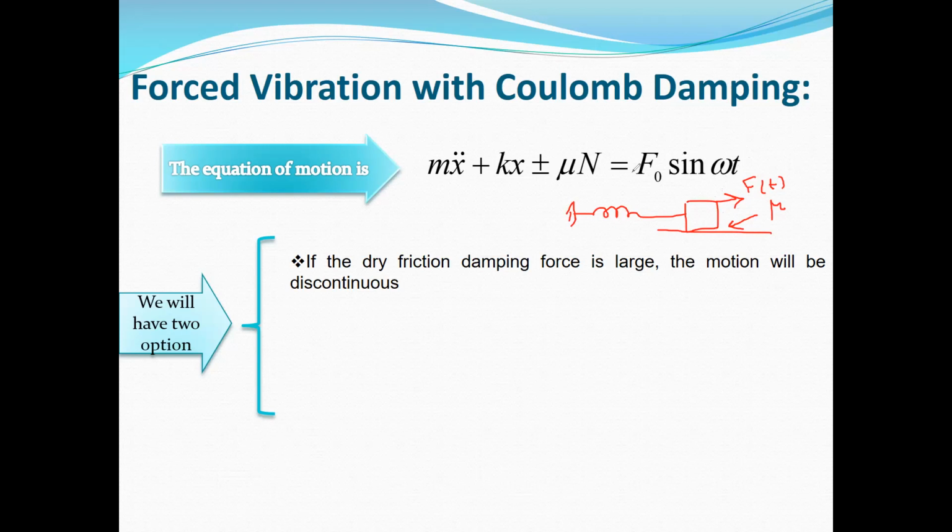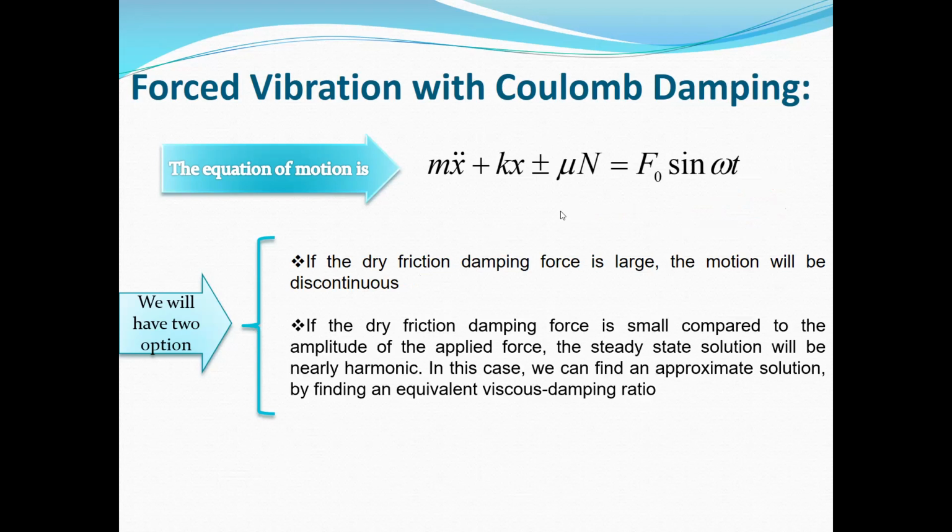At least we cannot find an arbitrary form for the response, and we cannot find a continuous form for x and for the response. So this case is not studied in this chapter. And the second case is when the dry friction damping force is less than the amplitude of the external force, and it's small in comparison with the amplitude of the external force.